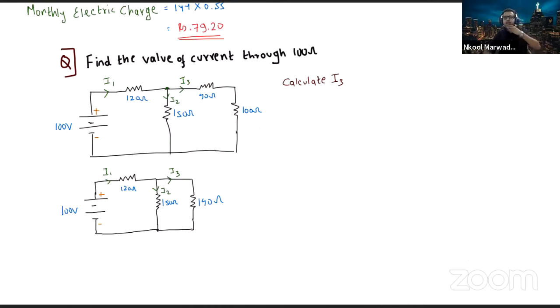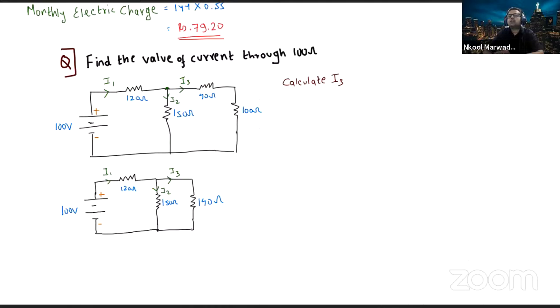Now see, in order to do this, there are different ways. You can apply the mesh rule, that also you can do. But I am applying a different technique wherein first I will calculate I1, and once I know I1, I will use the current division rule, which I will discuss here itself. Because this I1 is getting divided into I3 and I2, if I know I1, then I can easily calculate I3 and I2. And if I know I3, then it's done, the problem is solved.